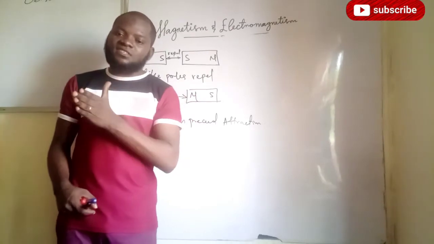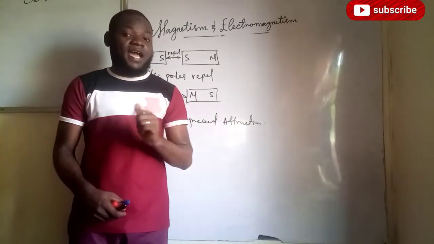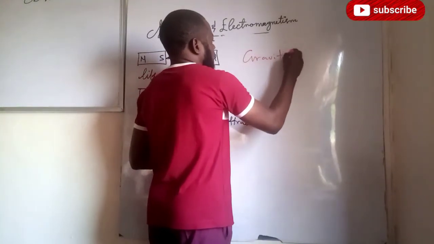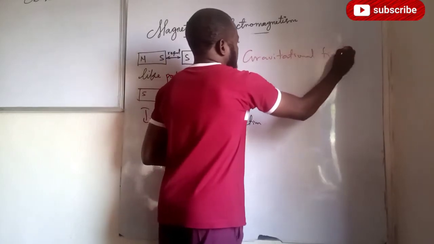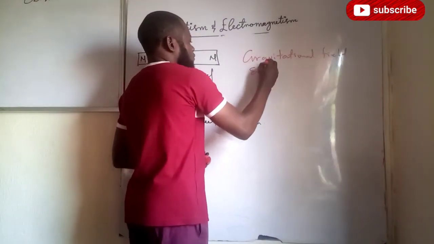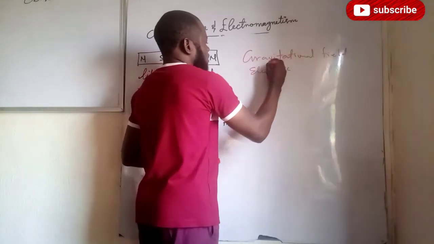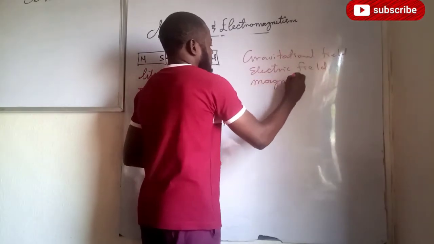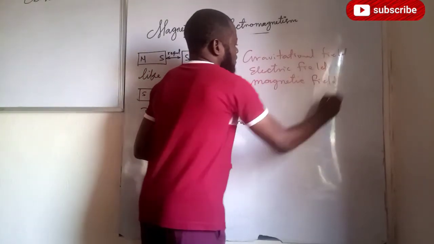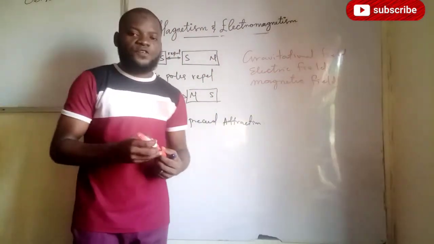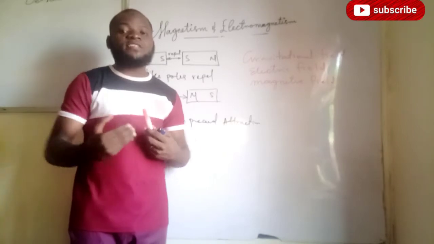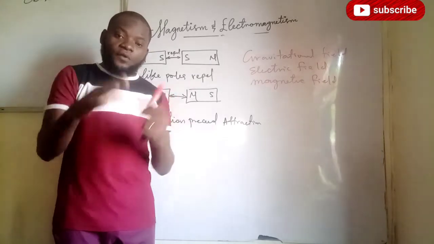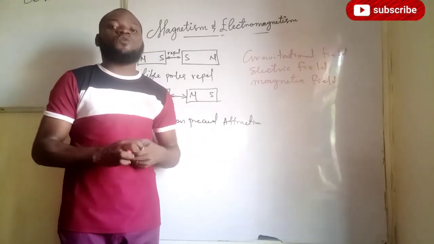Cool, guys. Then the second type of force we have is the force field. That is divided into three as well: the gravitational field, the electric field, and the magnetic field. These are the three fields that we have. And what is a field? A field is a region or space where a body experiences force. So a region or space where a body experiences force is referred to as a field.